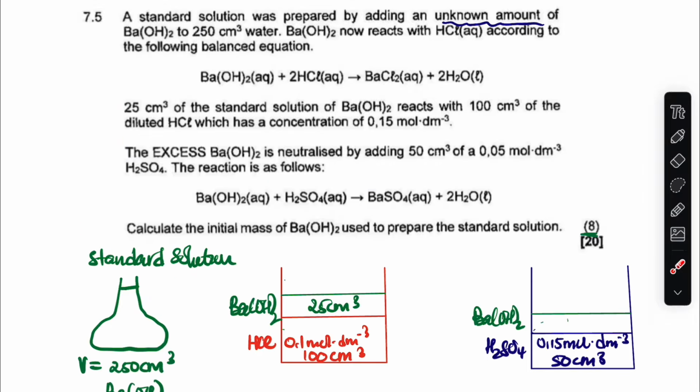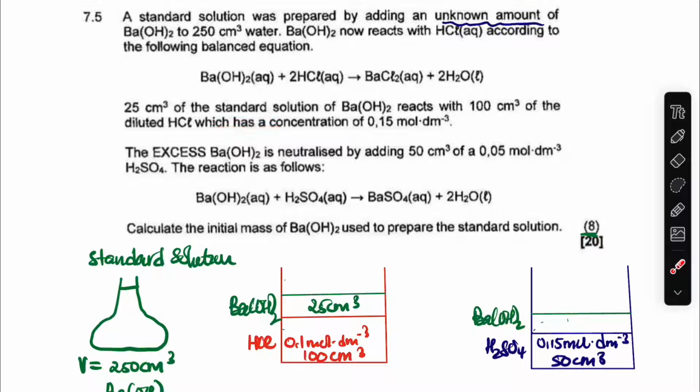Now it says the barium hydroxide now reacts with the hydrochloric acid according to the following. Here's the barium hydroxide reaction with the hydrochloric acid. It gives you barium chloride and water, right? So they react, the two. Now it says 25 cubic centimeter of the standard solution, which is the barium hydroxide, reacts with 100 of the diluted hydrochloric acid, which has a concentration of 0.5.